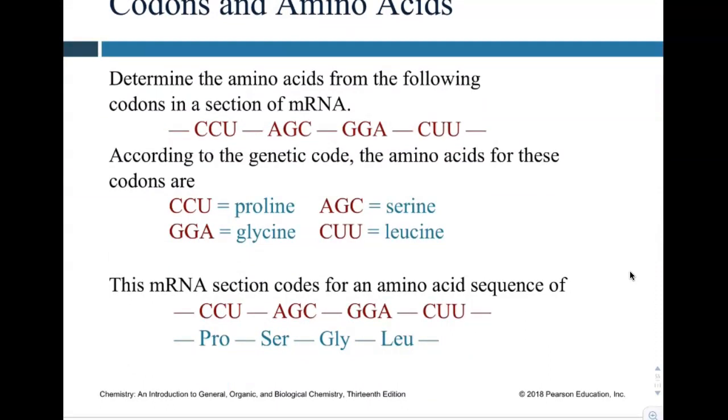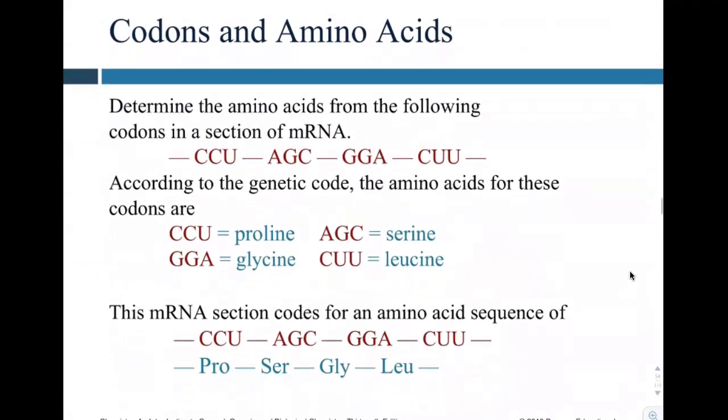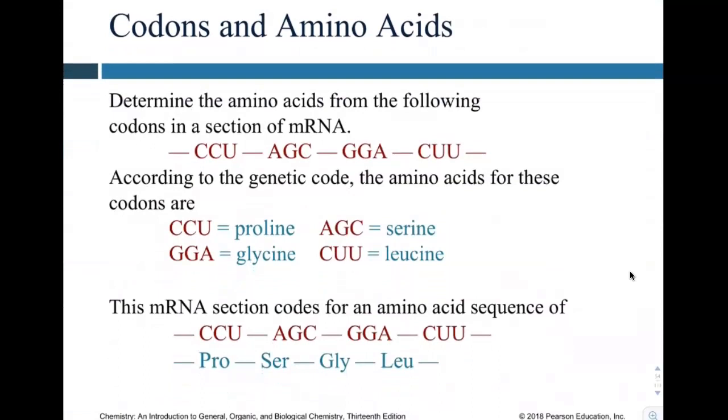And so if I give you a sequence like this and I give you this chart, you should be able to say, okay, here's the amino acid sequence that would follow. And so CCU is proline, and so where we see CCU, we would say PRO. AGC is serine, so where we see that, we would say SER. GGA is glycine, so where you see that, we'd put glycine, and CUU is leucine, and we would do that here.